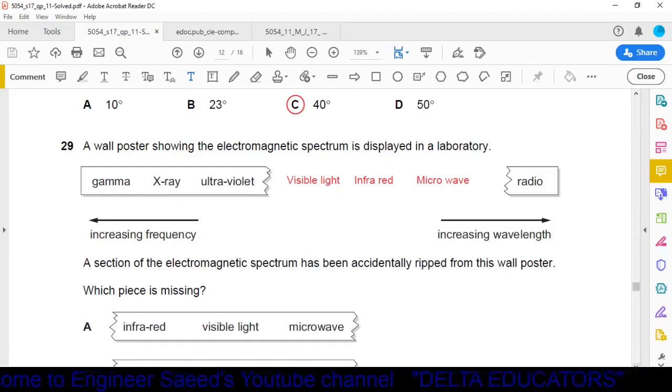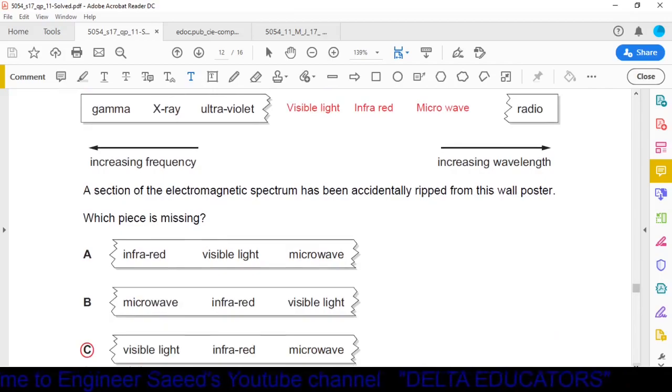Now in which option is it given? It is given in option C, visible light, infrared, microwave. So option C is the correct one.